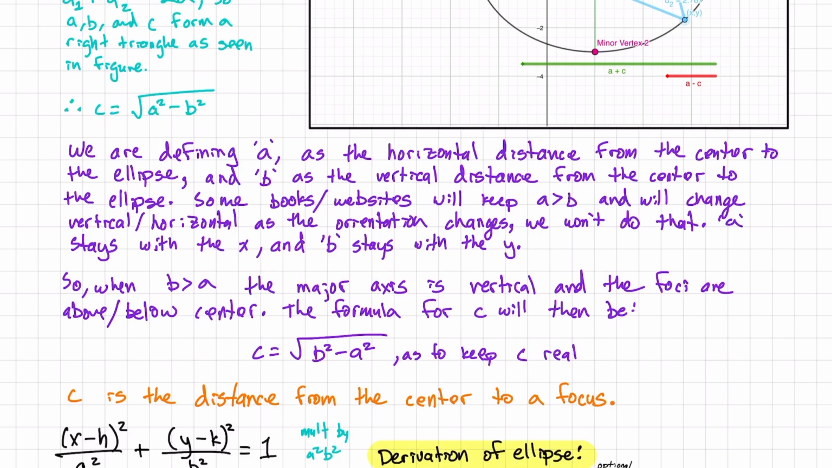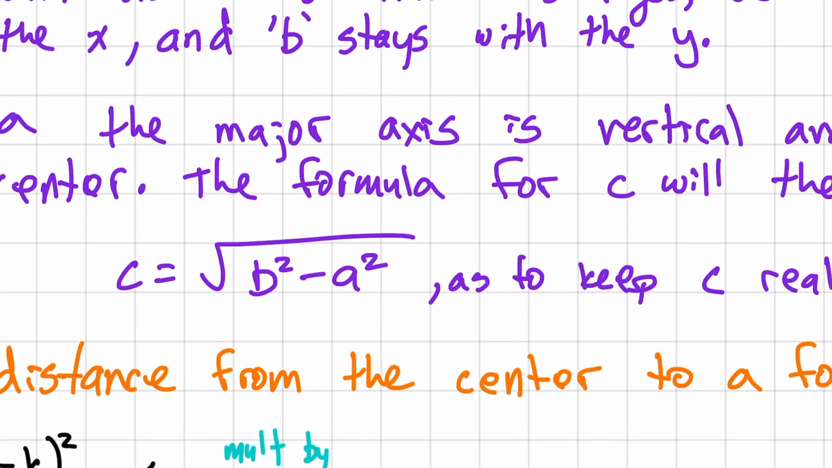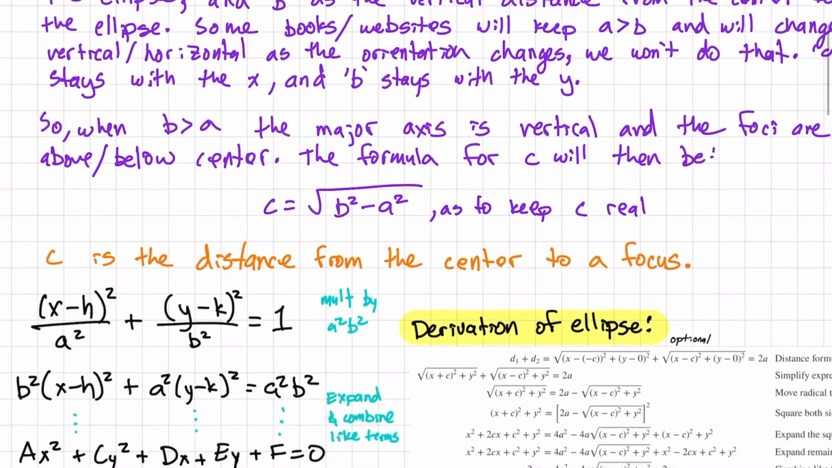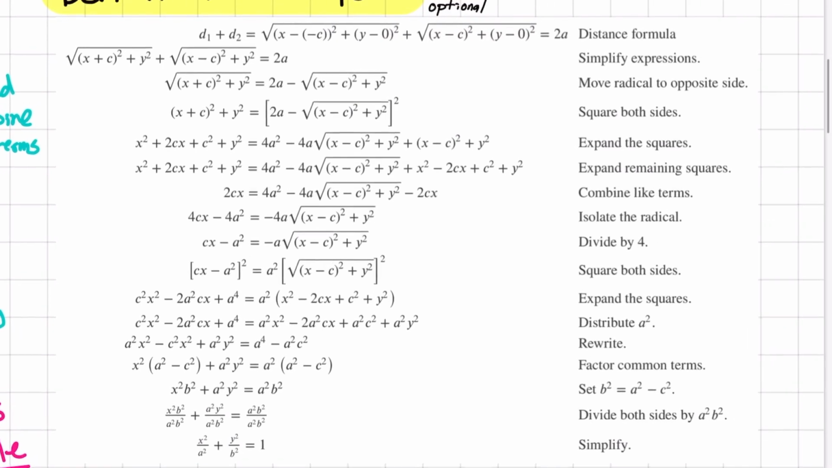And in the event when b is greater than a, then we would use this formula, that c is the square root of b squared minus a squared, and this just keeps c real. So that's kind of what that means. If you want to take a look at this, you can pause it and look.